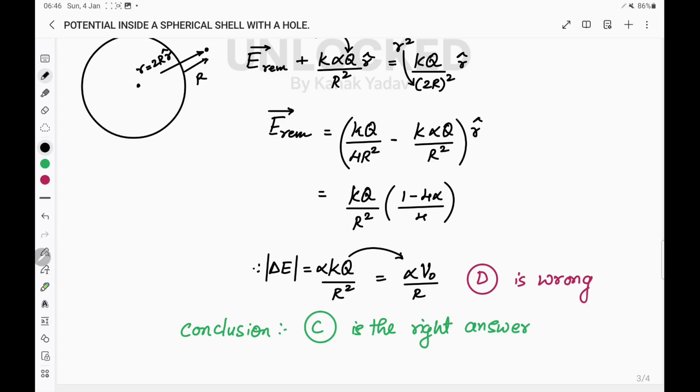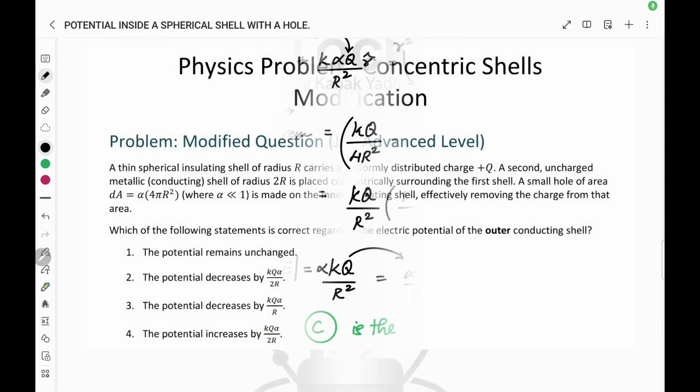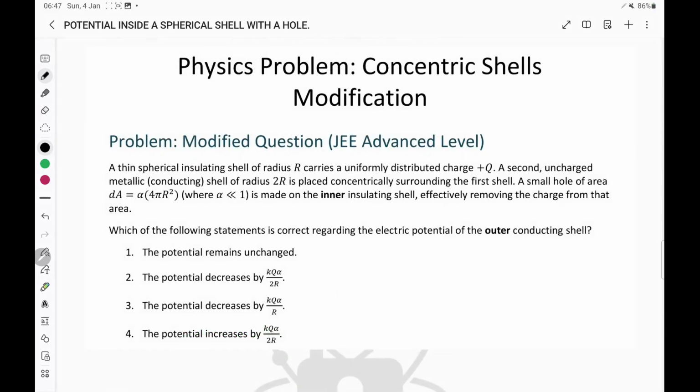So we have learnt three important ideas that are used to calculate the potential and field inside and outside a spherical shell. So please remember to carefully go through the shell theorems. Now let us see a question which is a modified version of this question, which might appear in future in JEE Advanced. So dear students, this is a modified question from the previous JEE Advanced question that we just solved from 2019 paper 1.